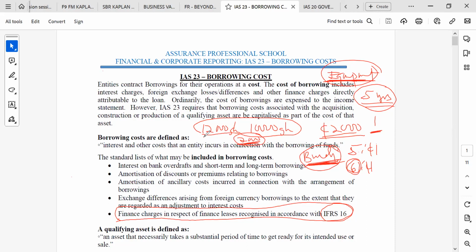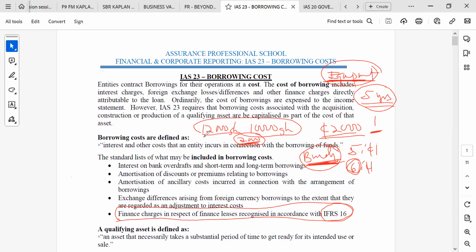The assets, because at that time, the asset is still under construction. And the land is also one of the activities to get the building ready for use. Okay. However, if the asset is already in a condition that it can be used, the borrowing cost will not be capitalized because the asset is now available for use. We can't incur any other cost to bring the asset ready for use.